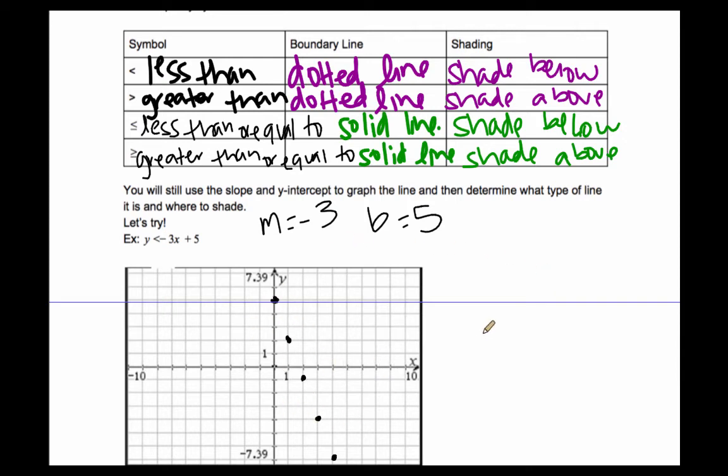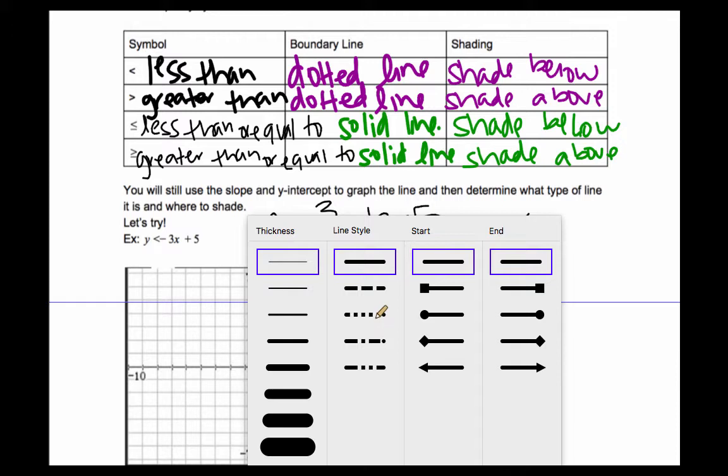That is going to be the boundary line. So now I need to go look at my inequality. My inequality is a less than symbol. According to this, it needs to be a dotted line and it needs to be shaded below. Okay, so I'm going to go find my dotted line.